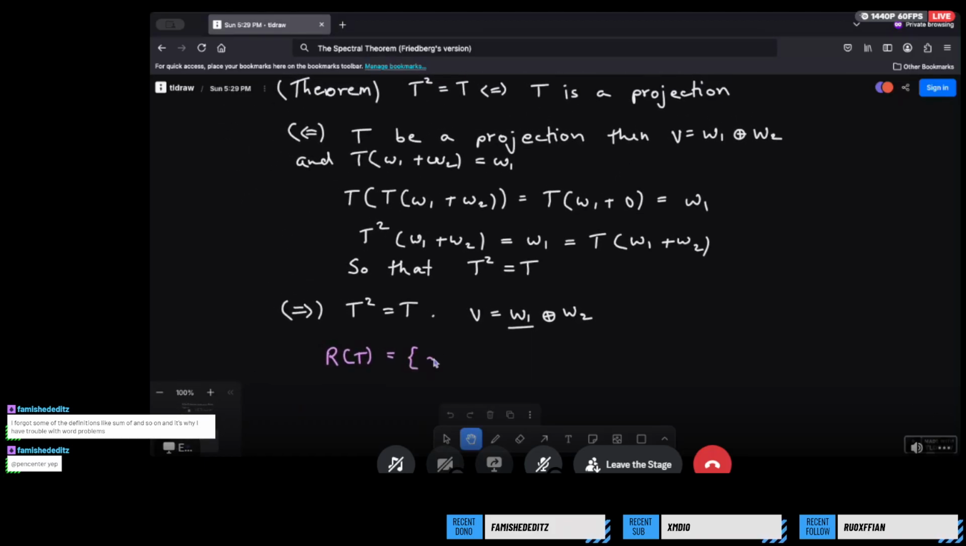R of T is by definition all the x such that x is equal to T of v. So it's basically the range of T. So we would want W1 to be the range of T. And we can justify why we are doing this using this identity here. So let's actually go ahead and do this.